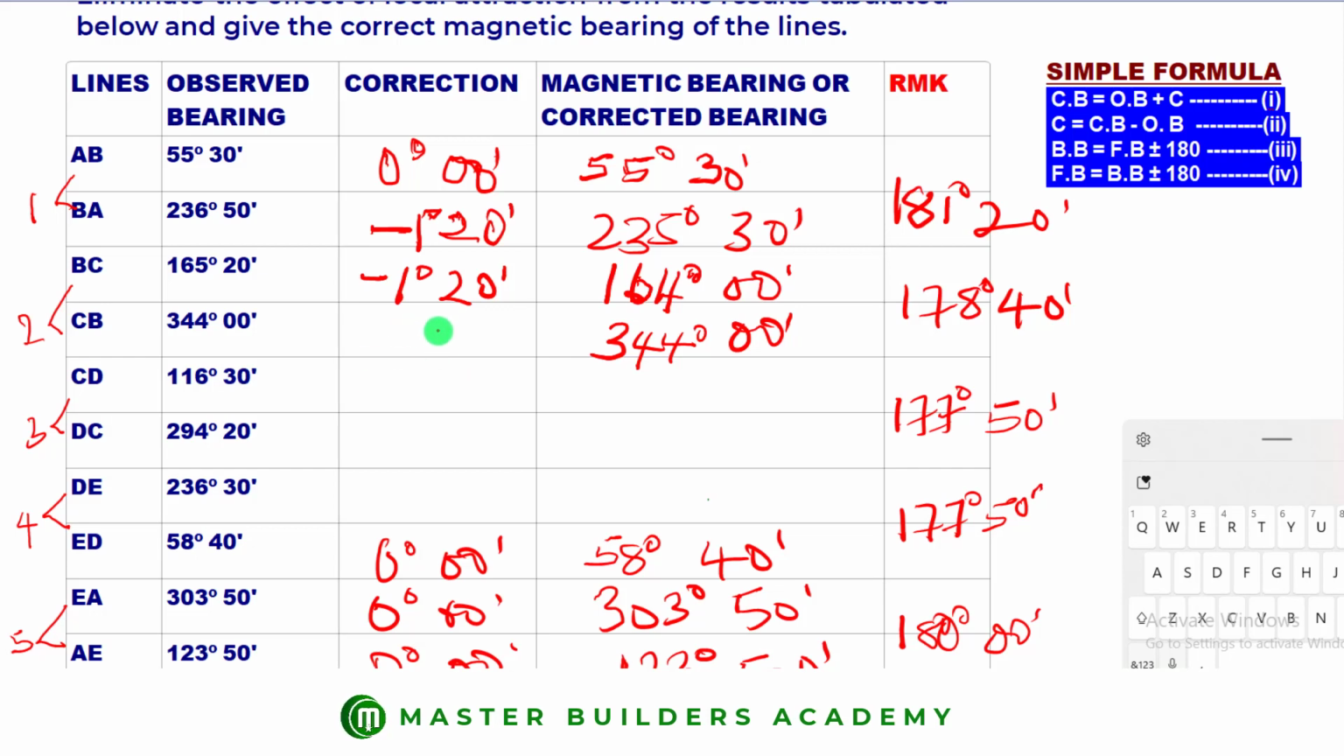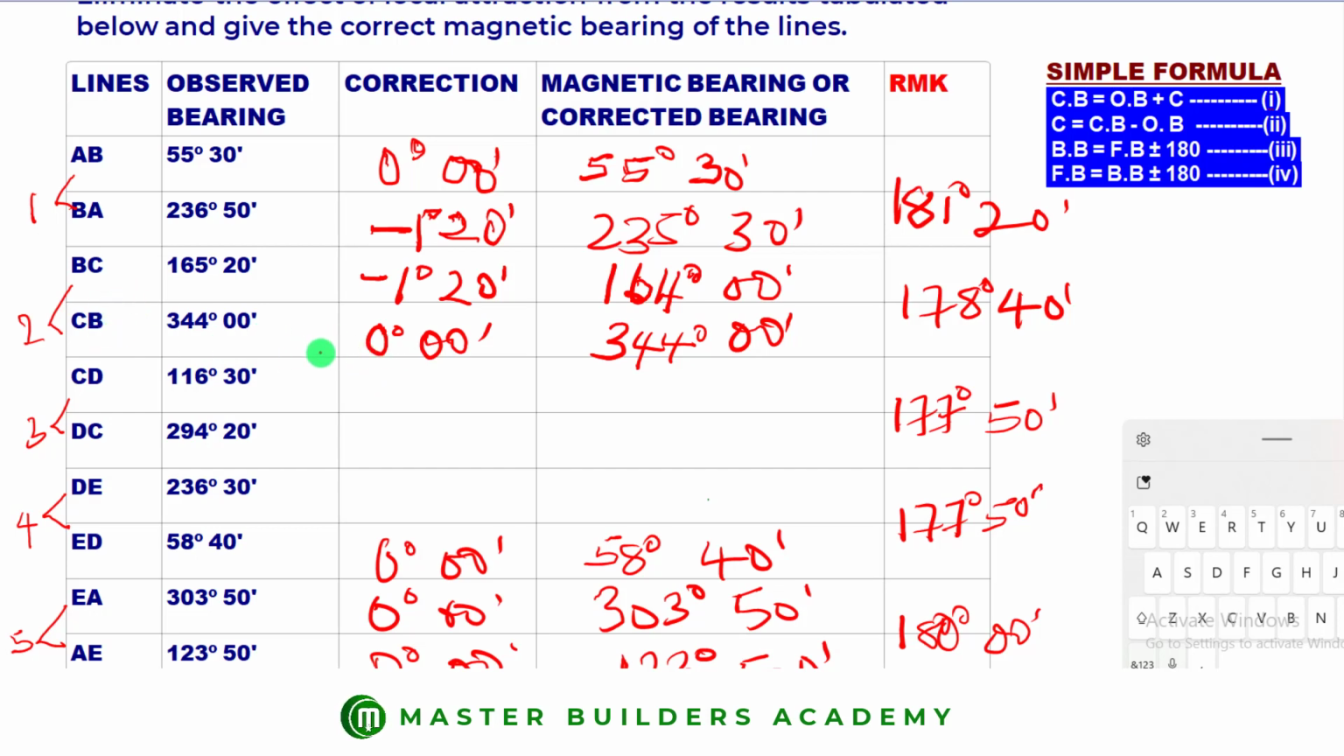If we have done this, the next thing we want to do is, for this line, what is missing is correction. As you can see, my cursor is hovering here, right? So how do we find correction? Equation 2 will now be of our aid. Equation 2 states that correction is equal to corrected bearing minus observed bearing. And what's our corrected bearing? 344. What is our observed bearing? 344. So when you subtract 344 from itself, we're going to have 0 degrees 0 minutes. I hope you are following. Now we are done with CB.